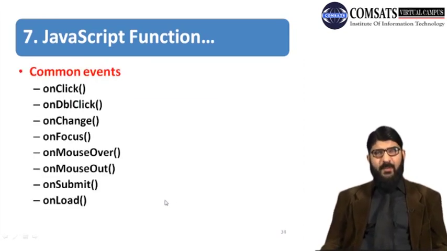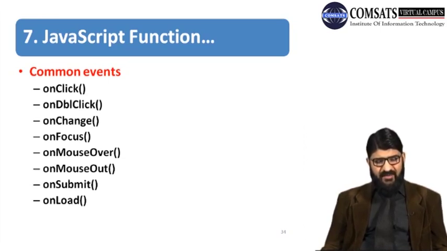These are the common events that are available in JavaScript. On these events we can call a specific function. What are the common events? On click. On click by user mouse, a function can be called, and on double click a function can be called. On change, a function can be called.